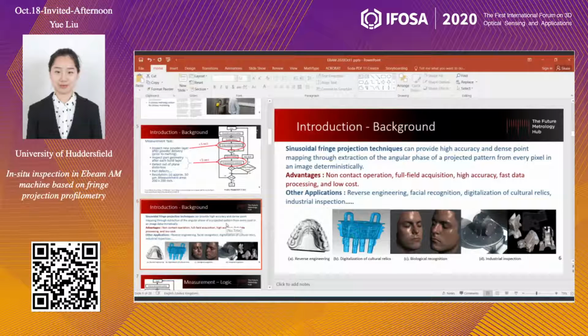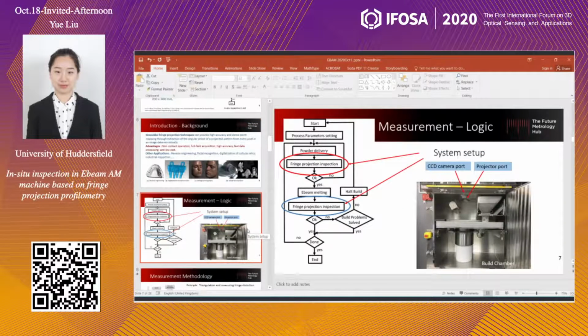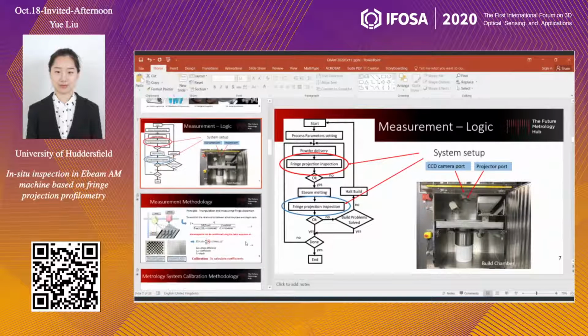Okay. For now, we use a 4-step phase shifting, and actually, it's better to use more steps phase shifting to solve the nonlinear problem. Actually, we have also corrected the nonlinear effects. So for now, 4 steps phase shifting is okay for our measurement.